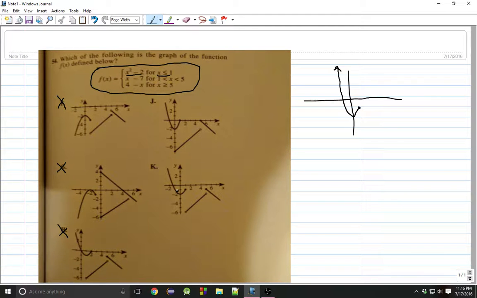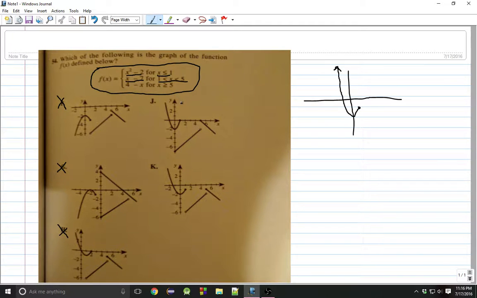See how easy that is? We just eliminated 3 answers out of the possible 5. Now we have f of x equals x minus 7 for all x between 1 and 5. For this one, it's going to have open brackets because it's not less than or equal to. It's less than. So x is greater than 1 and less than 5, so x is between 1 and 5.